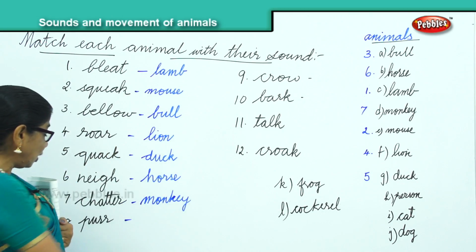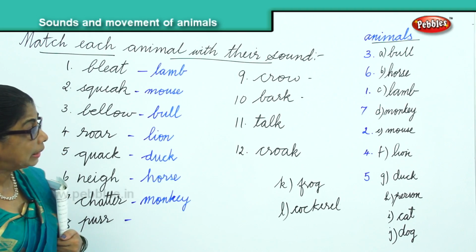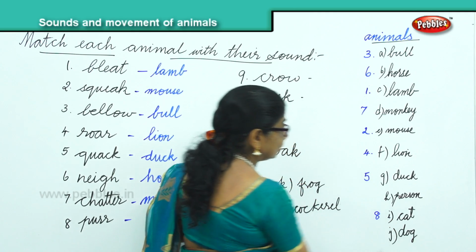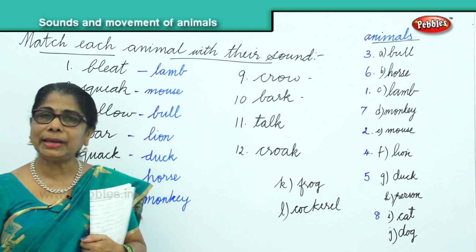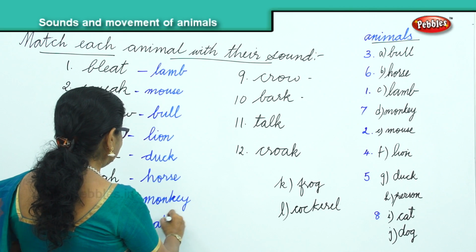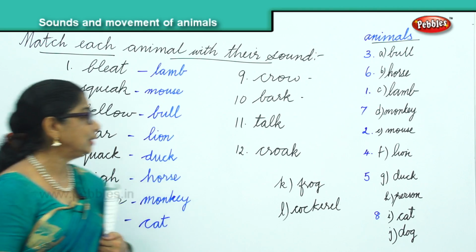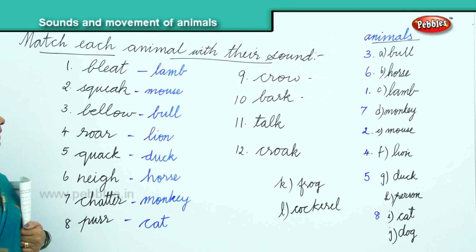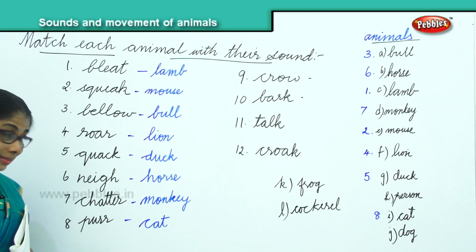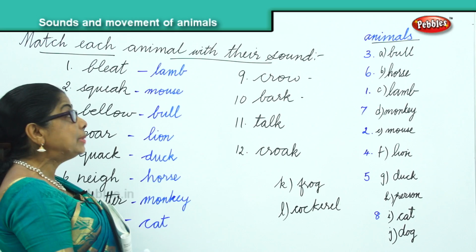Now we have another sound here. Purr. Who purrs all the time? A cat. Good. What does the cat say? Purr, purr. So the sound made by the cat is purr. Now look at these eight ones. Lamb bleats, mouse squeaks, bull bellows, a lion roars, duck quacks, horse says neigh, a monkey chatters, and a cat purrs.